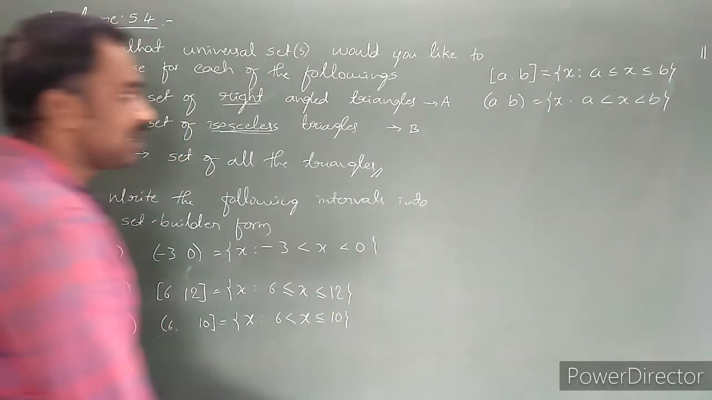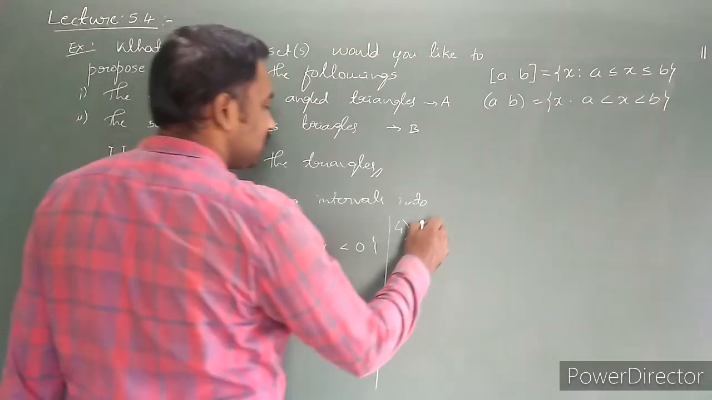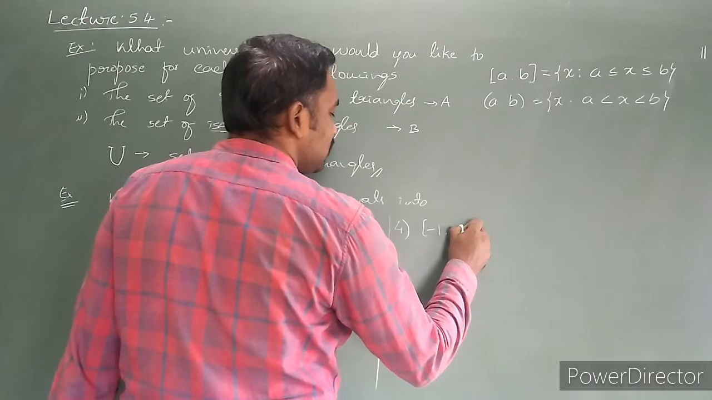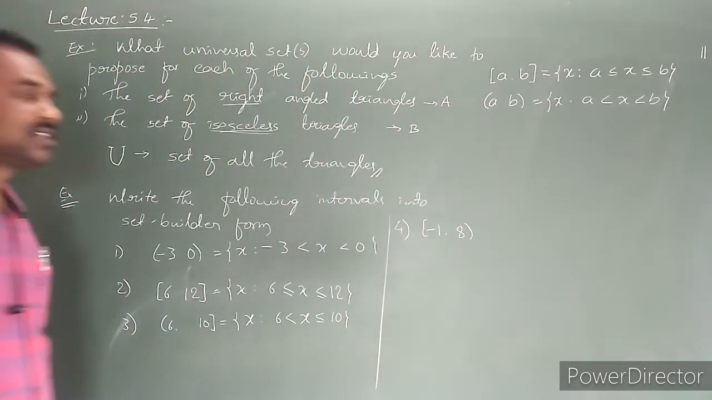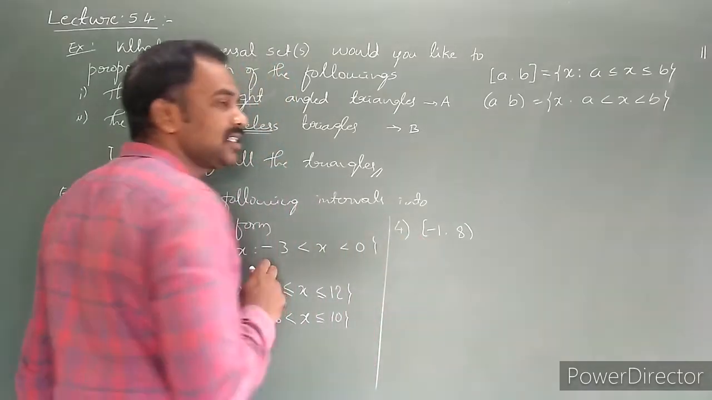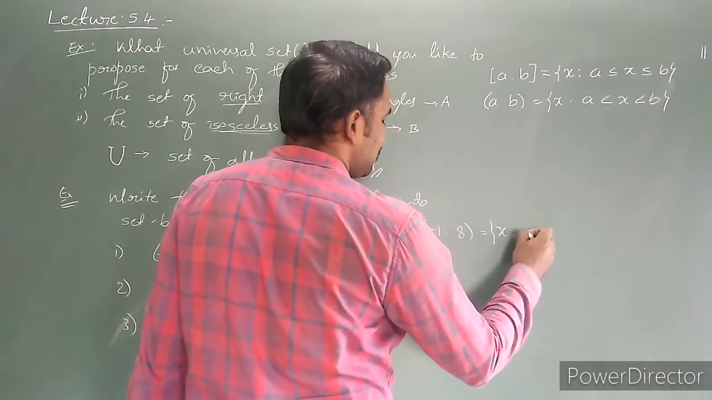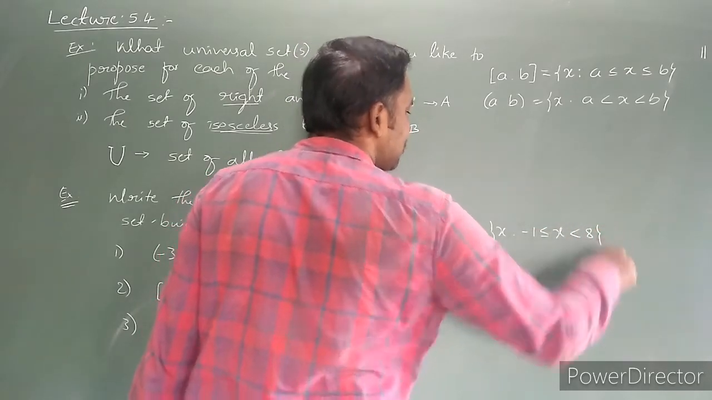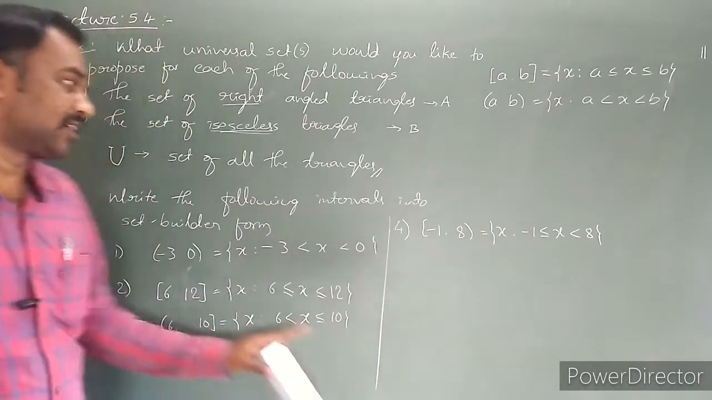That's right. Similarly, the fourth one is minus 1, 8. Semi-closed open interval minus 1, 8. How can we write this one? x such that minus 1 is less than or equal to x is less than 8. This is how we have to write the interval into the set. Okay.